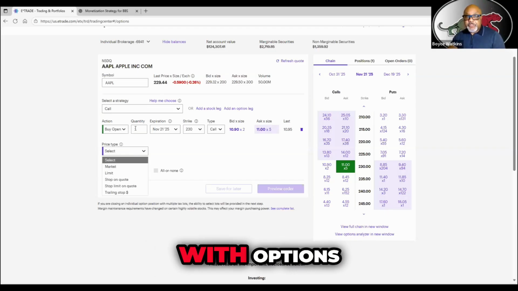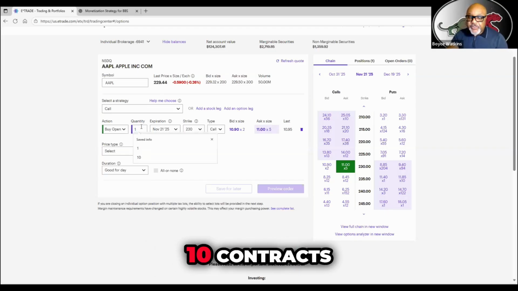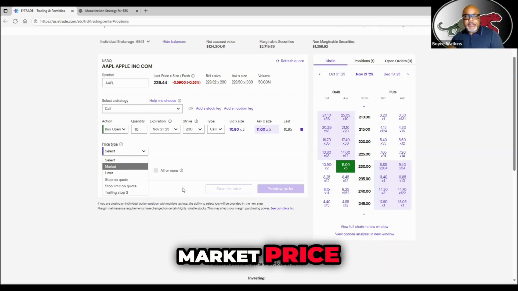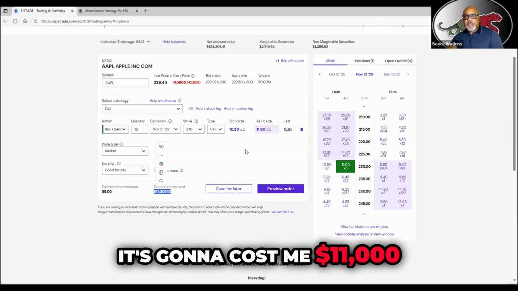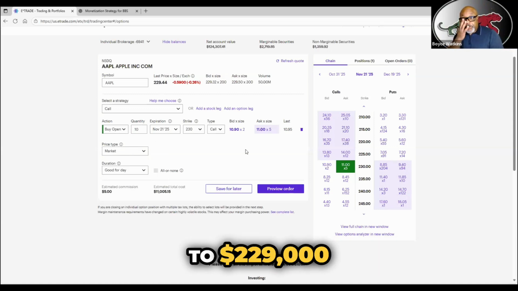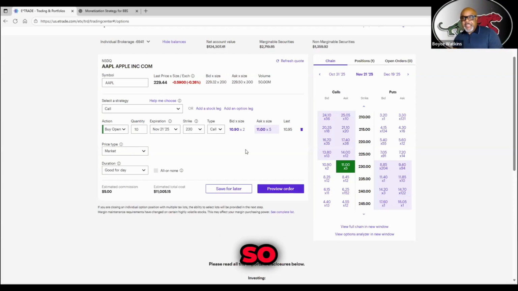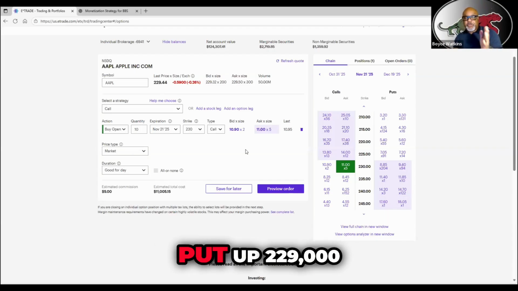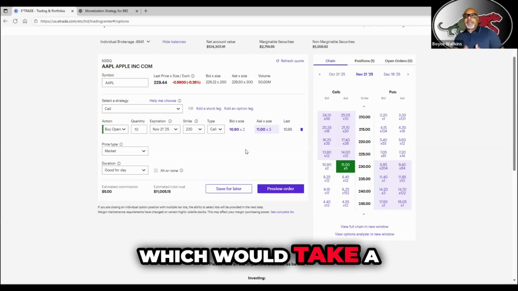But let's say I want to do this with options. So I want to buy 10 contracts. Each contract is 100 shares, and I hit the market price. It's going to cost me $11,000. That's pretty good compared to 229,000. So I get in on the game with Apple for 11,000, whereas if I got in as a complete owner, I would have to put up 229,000, which would take a lot of my capital.